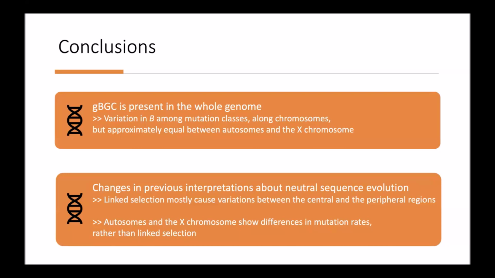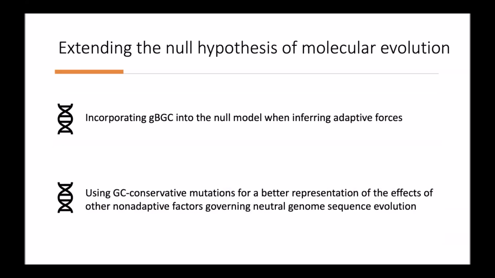Linked selection mostly causes differences between the central and the peripheral region, but it is not changing in the central part. Then autosome and X differences are not mostly caused by linked selection, but are mostly affected by the differences in mutation rates. I think this study adds Drosophila to the list of species that have been affected by the GC biased gene conversion, and gives some credit to the idea of universality of this process.